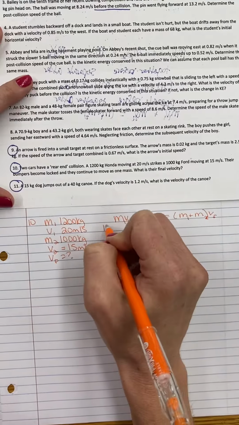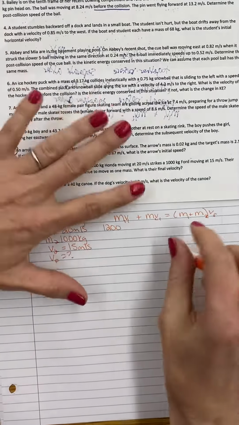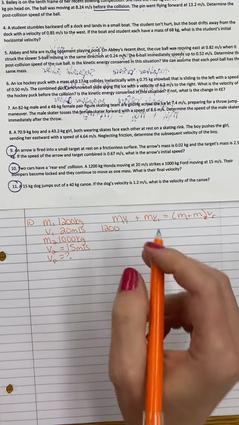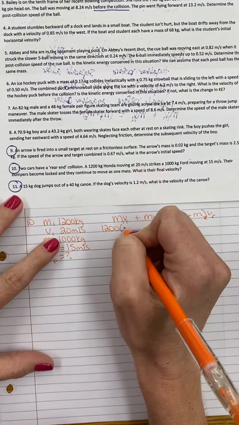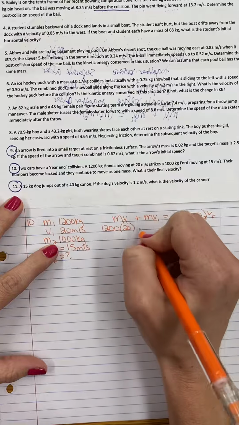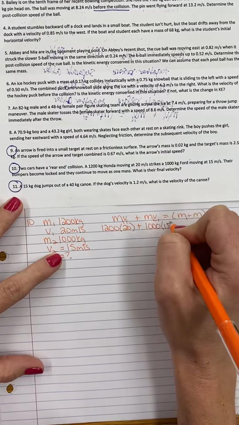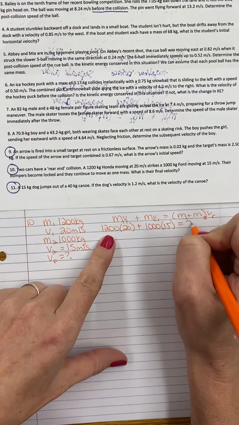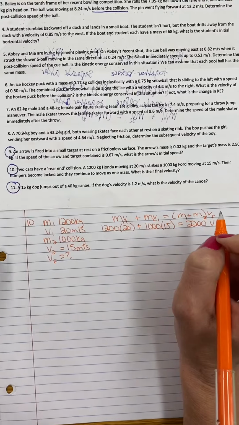So I have 1200. If I want to rearrange this, I would just divide both sides by M1 plus M2. I'm going to plug in the numbers because I want to make sure my order of operations is correct. So I'll multiply my momentum of the Honda plus the momentum of my Ford is going to be equal to the sum of my masses, which is going to be 2200, and they're moving together with a final velocity.